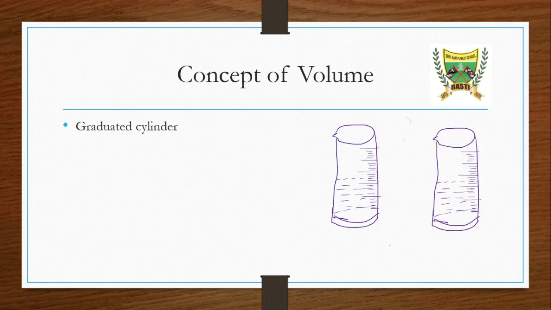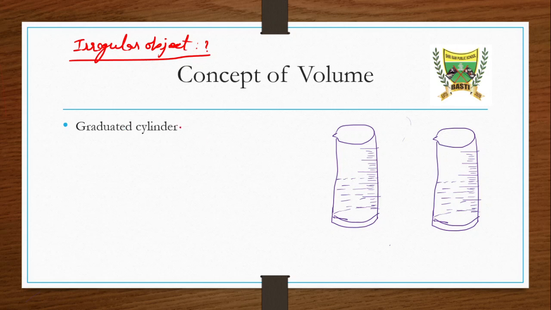Now let's see, if we have been given an irregular object, we don't know how to calculate the volume of the irregular object. Then in that case, what do we do? How do we calculate the volume of the irregular object?